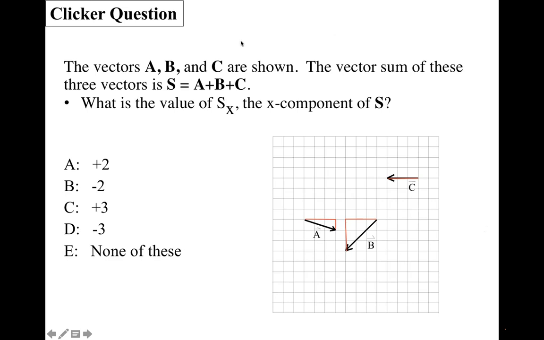Okay, so let's see how we're going to answer this question. If we didn't know how to break it down into components, we'd probably start trying to add them up head to tail. But now I indicated that each of them has a component in X and Y. So how do we find the overall X component of S? Anybody would like to share their thoughts with us?